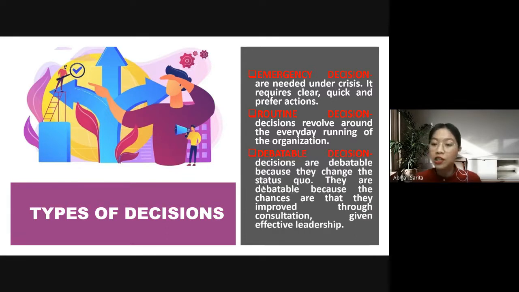Next, debatable decisions. When we say debatable decision, class, decisions are debatable because they change the status quo. They are debatable because the chances are that they improve through consultations given effective relationship. For example, you are working inside the park. So may dumating na magbabarkadas. Doon sa magbabarkadas, 20s yung dumating pero hindi sila nakabook na group tour. So meron kayong prices na for group tour, for individual persons, for family. However, hindi sila nagbook pero pumunta sila doon sa park nyo or doon sa zoo na kung saan nagtatrabaho ka.